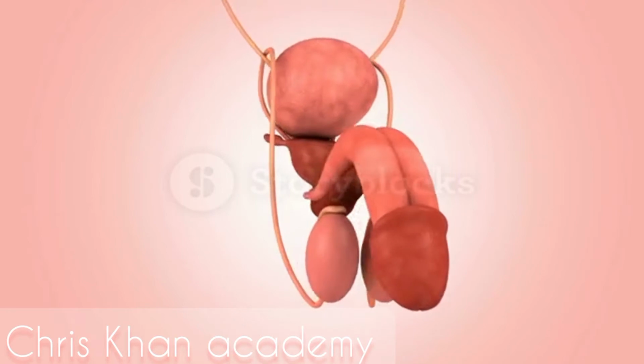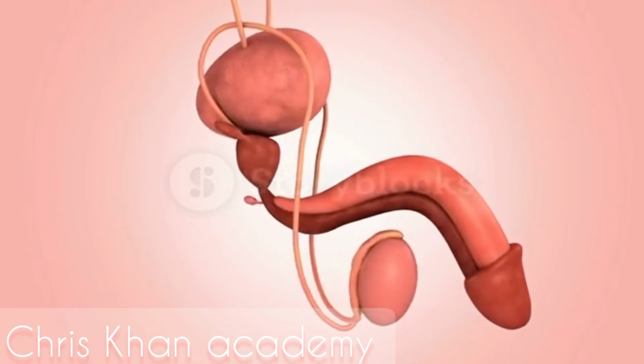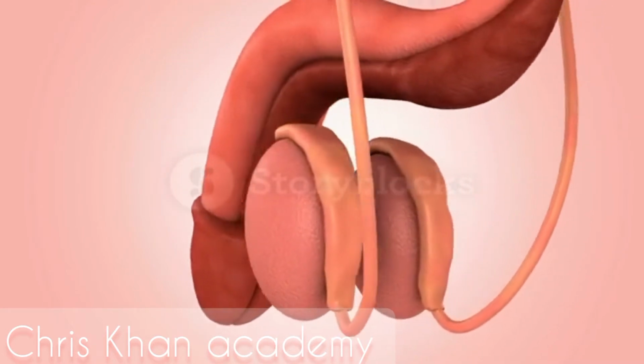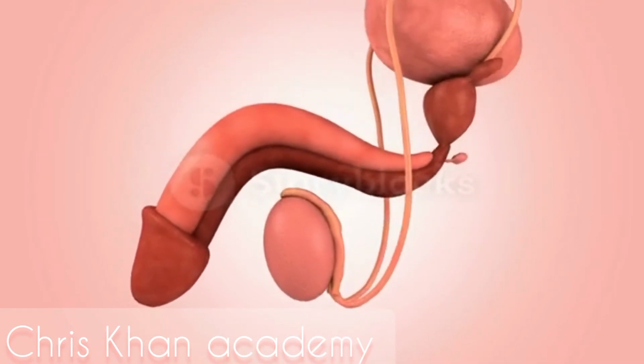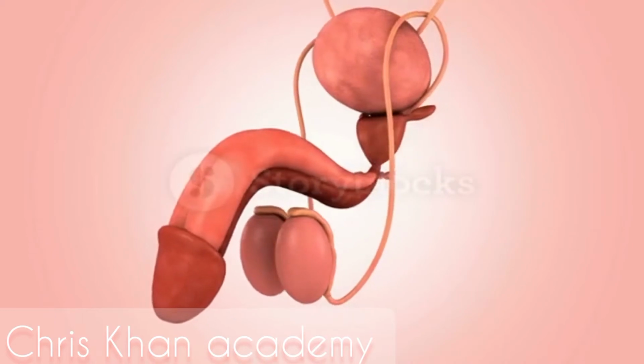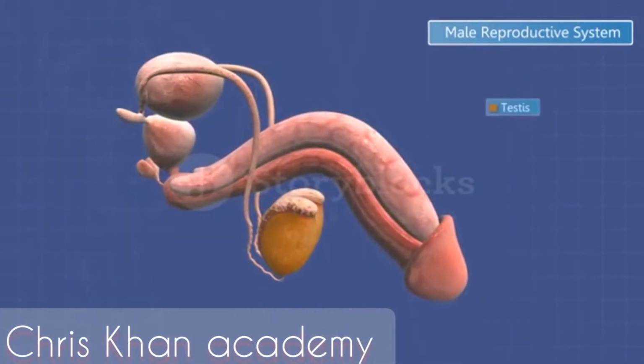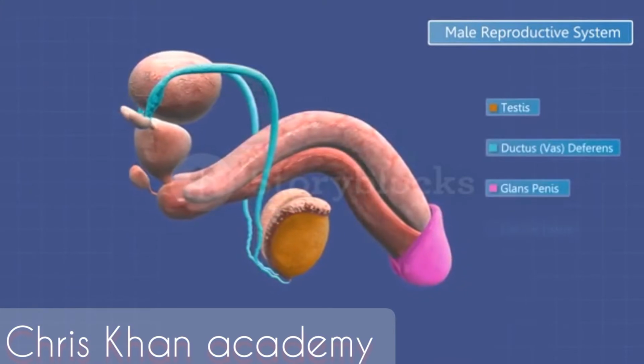So you can ask yourself, how can we imagine that humans have reproductive organs looking like this? So this is the reproductive organ of the male. This is how it is strategically arranged.